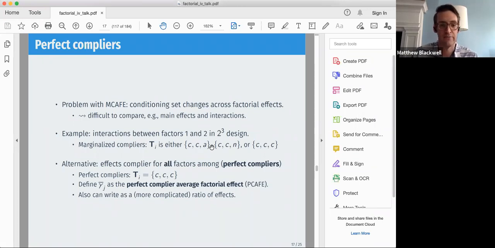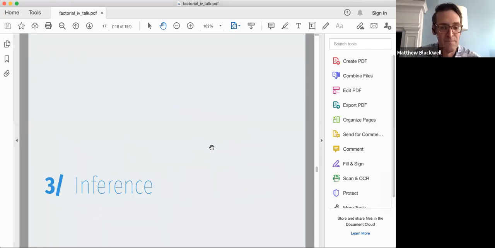So those are the different quantities of interest that we discussed in the paper. You could come up with more, but those are the organizational principle that we were able to come up with for dealing with 2 to the k minus 1 of these different effects. And now let's talk a little bit about inference for these quantities of interest.